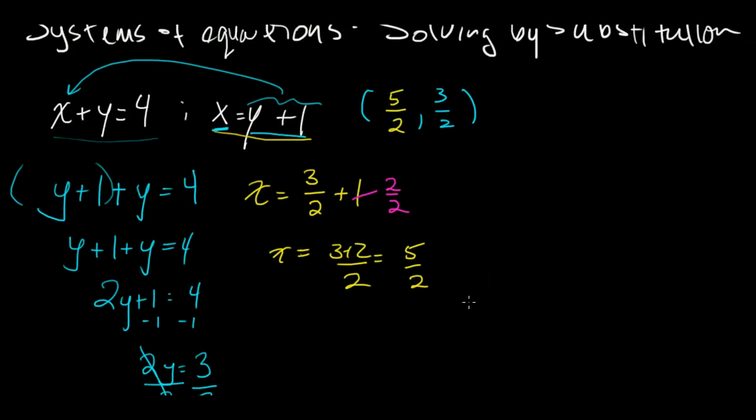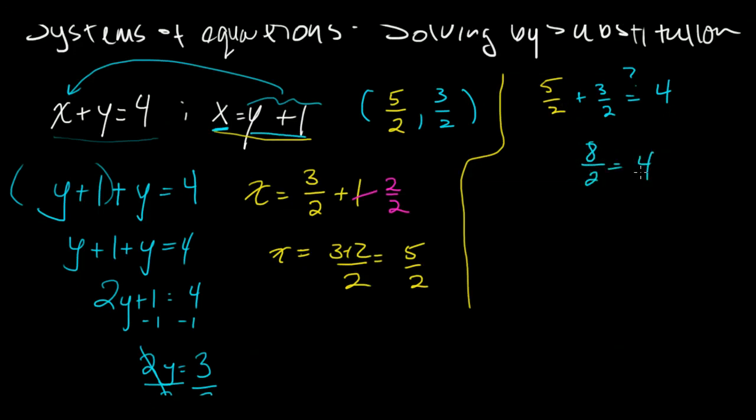And that bears fruit when we check to see if these make both of these statements true. Is 5/2 plus 3/2 equal to 4? Does that make a true statement? Well, 5 plus 3 is 8 over 2, and 8 divided by 2 is 4, and 4 does equal 4, so we're good there. We know that this point is a solution to that equation. And we could try it with the other equation as well.